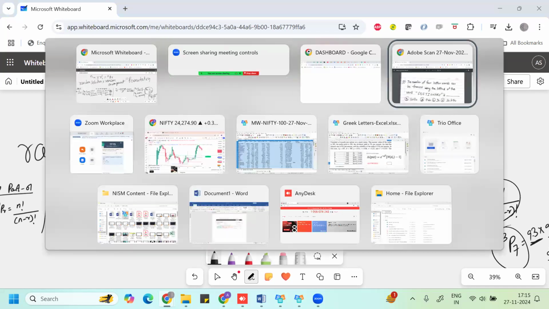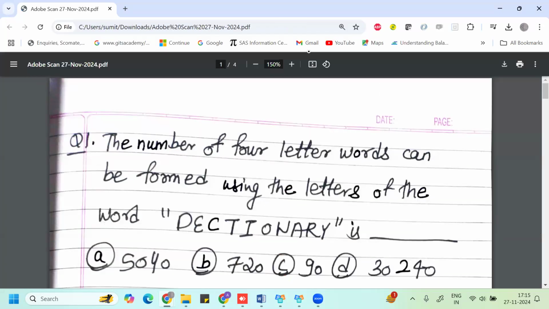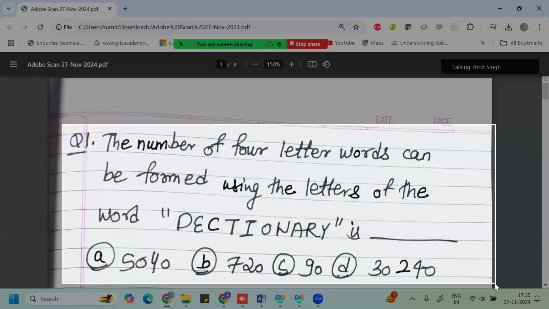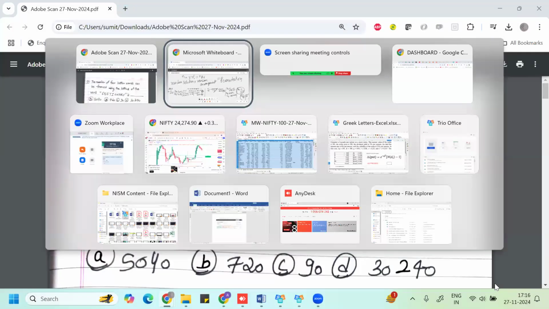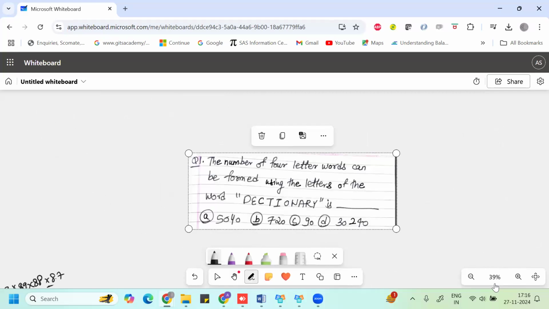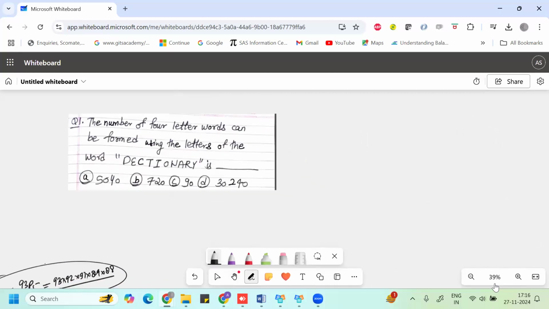So guys, if you see question number 1: the number of 4-letter words that can be formed using the letters of the word DICTIONARY. Suppose this question came in your exam. So the number of 4-letter words which can be formed using the letters of the word dictionary.